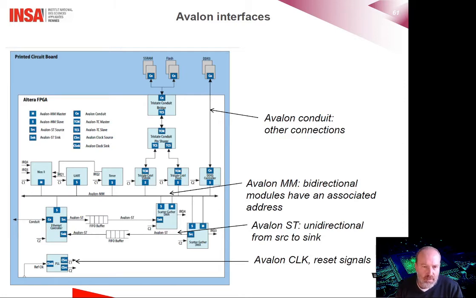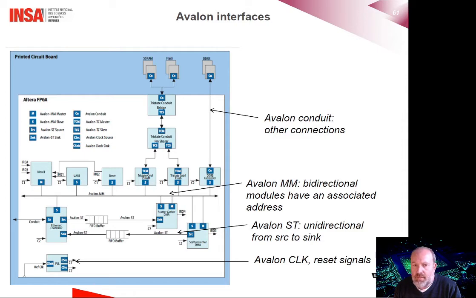Another interesting thing is that components can also communicate with each other through point-to-point connections with the Avalon ST interface. This is the case here of the Ethernet controller, for example, which is connected to the scatter-gather DMA through FIFO buffers. So here you see that the Ethernet controller is connected through a FIFO from its source port to a sink port on the other side to receive data. This type of interface is unidirectional.